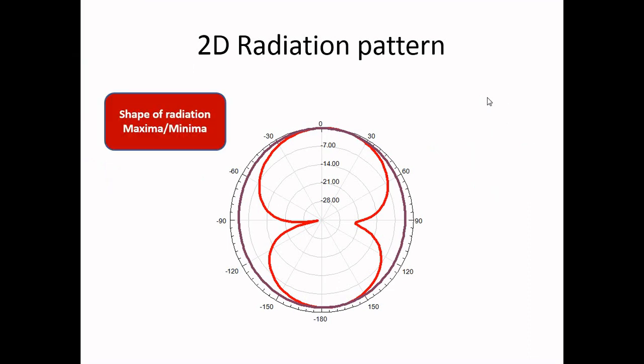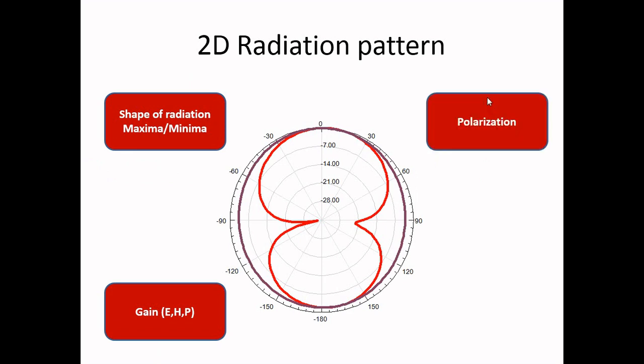With a two-dimensional radiation pattern, one can see the position of maxima and minima. One can also find the gain in terms of electric field, magnetic field, or power. Polarization of the radiation pattern can also be seen, which is basically the symmetry of the pattern in two dimensions. Also, one might figure out the beam width of the radiation pattern.